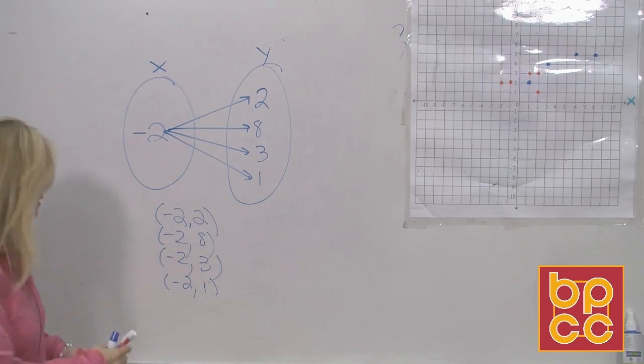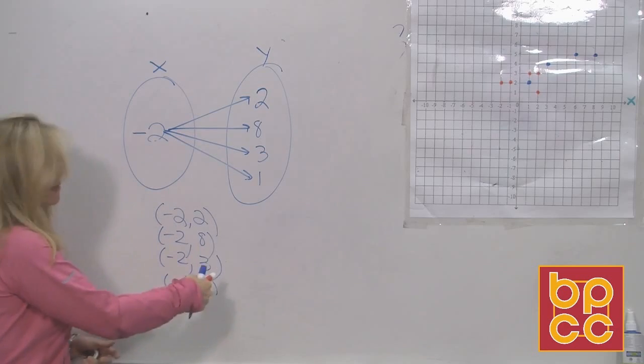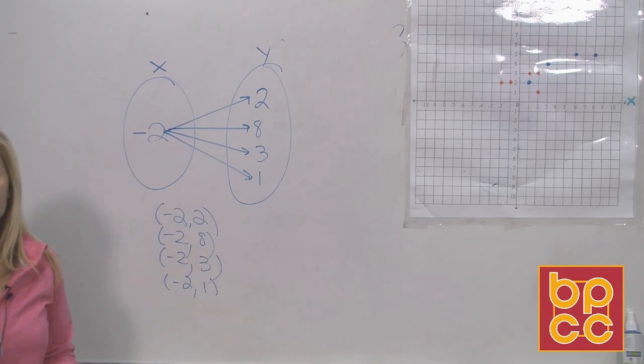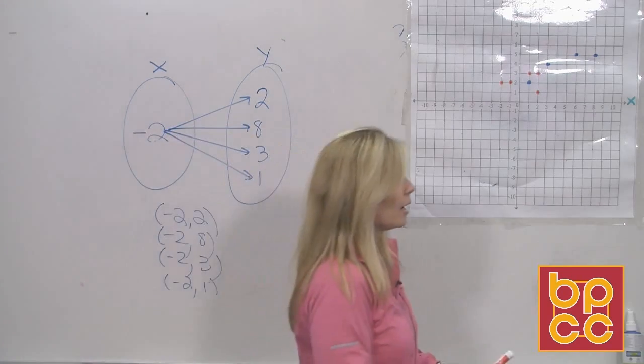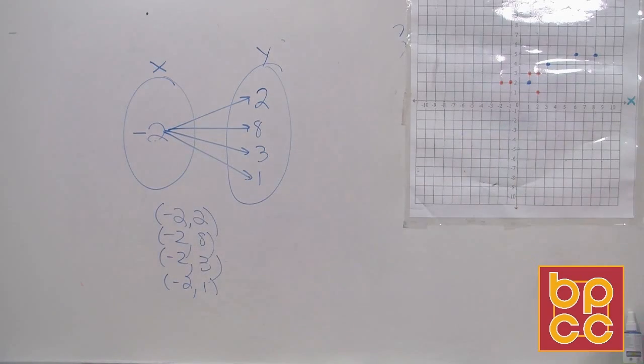That can't happen. That girl cannot date 4 different guys. So is this a function? No. Everybody's good with that? All right, let's go back to our notes.